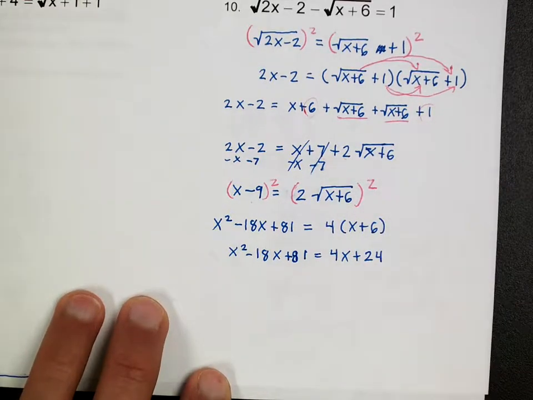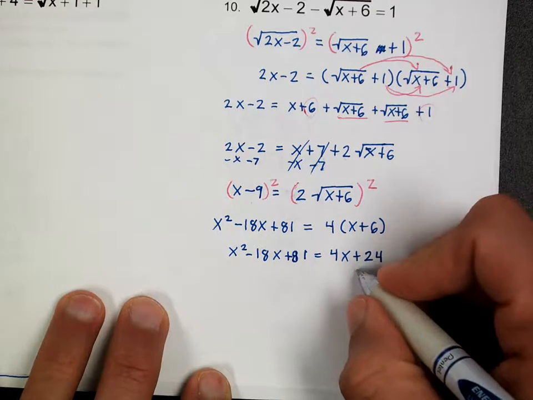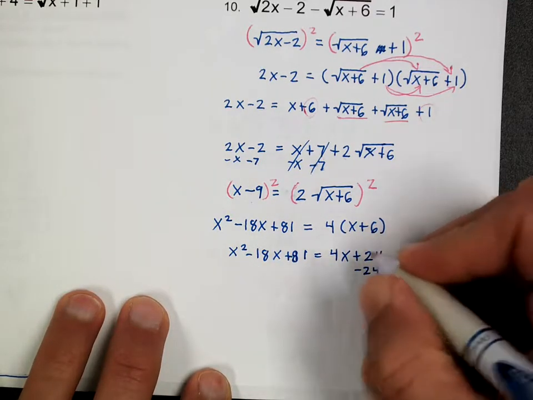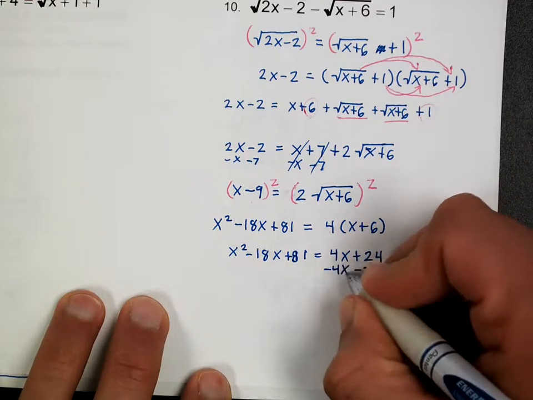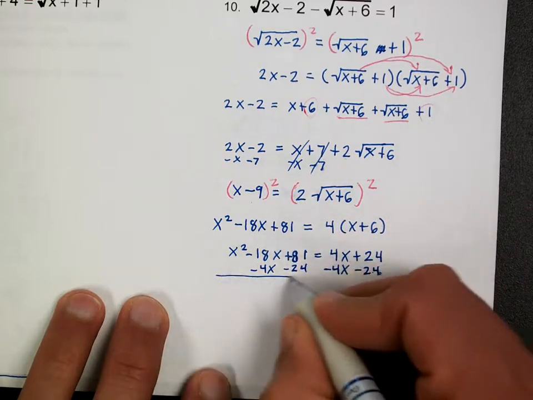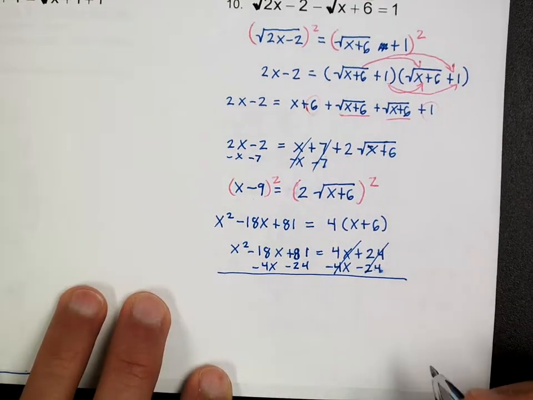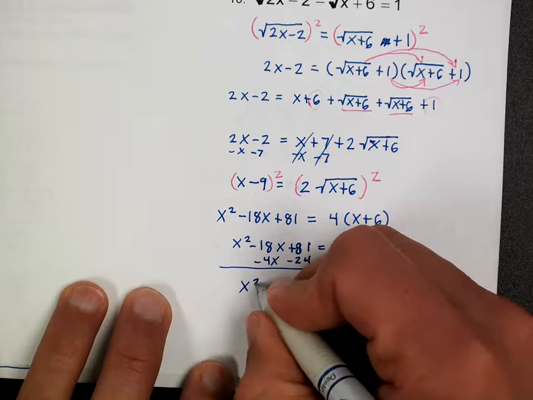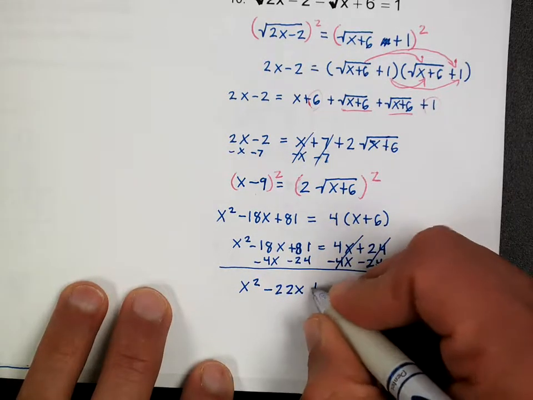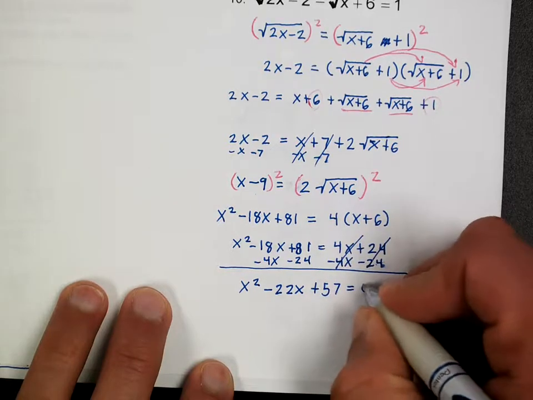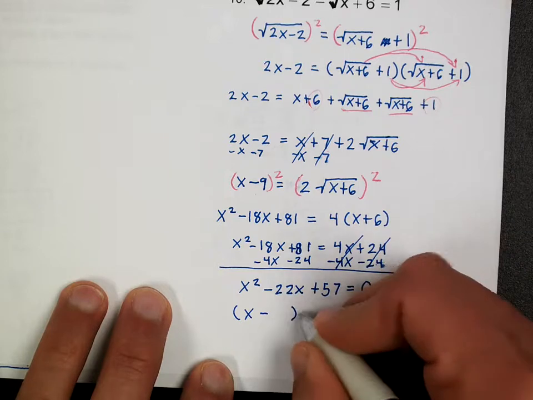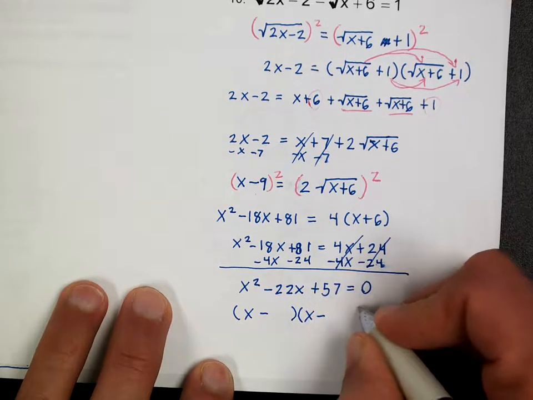I'm going to go ahead and, remember, if you have a square function, I want to set it equal to 0 first. I'm going to subtract 24, subtract 4x. That's going to be 0 on the right side, which is great. So I have x squared minus 22x plus 57 is equal to 0. Okay? Now, hopefully this is factorable, but if it's not, remember you can always use a quadratic formula.